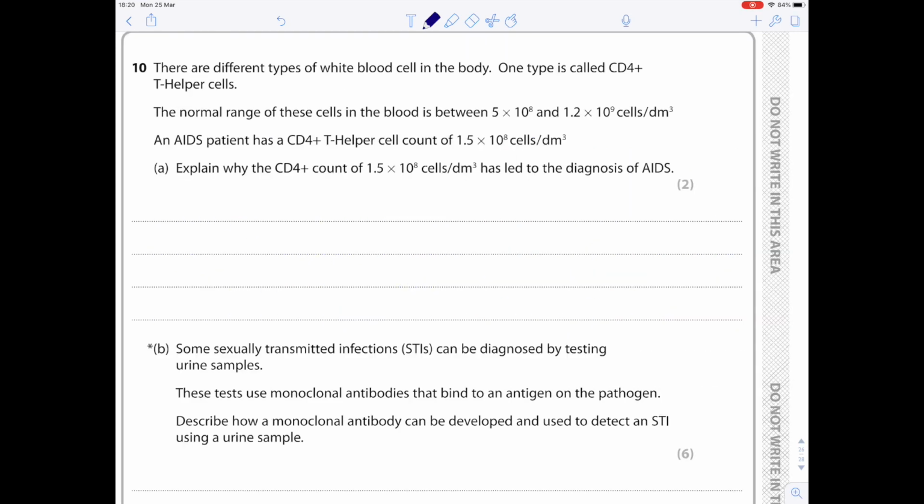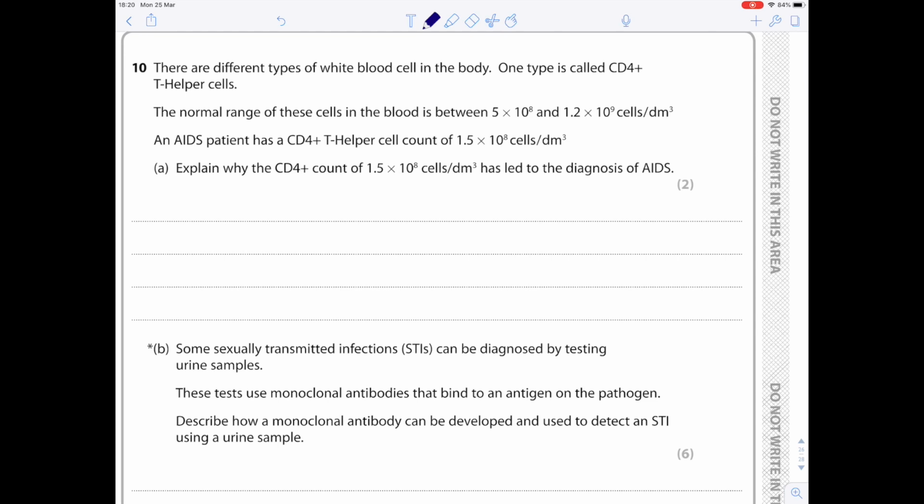There are different types of white blood cell in the body. One type is called CD4+ T helper cells. The normal range of these cells in the blood is between 5 times 10 to the 8 and 1.2 times 10 to the 9 cells per decimeters cubed. An AIDS patient has a CD4+ T helper cell count of 1.5 times 10 to the 8 cells per dm cubed. So hopefully you can see much fewer cells in an AIDS patient.